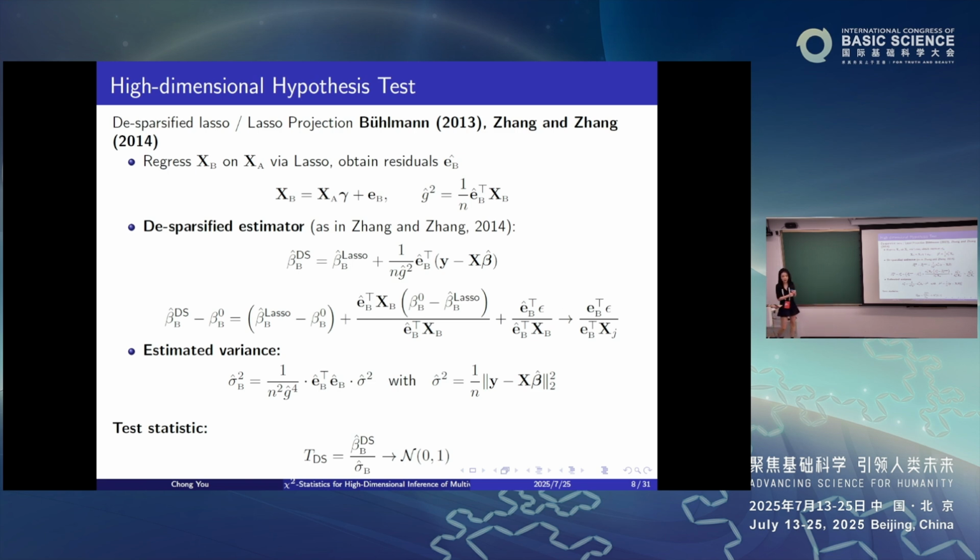So the idea here is to account for the correlation between XA and XB naturally using Lasso because they all fit together, but correct the bias later in this step.